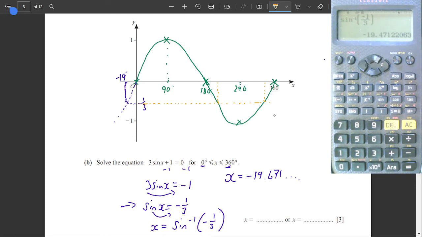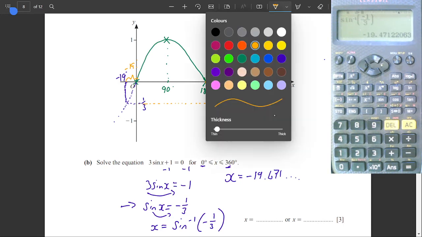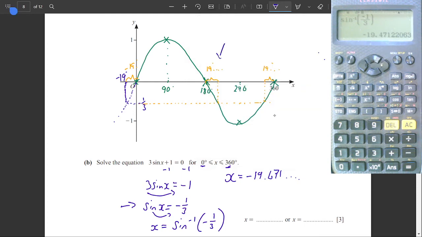Now the wonderful thing about the sin graph, it's all symmetrical. So if this distance over here is minus 19 point whatever degrees, this distance here is 19 point whatever degrees, and this distance here is 19 point whatever degrees. So there it is. To get our two answers between 0 and 360, first we are going to add this answer to 180, so it's 180 plus 19.471, etc.